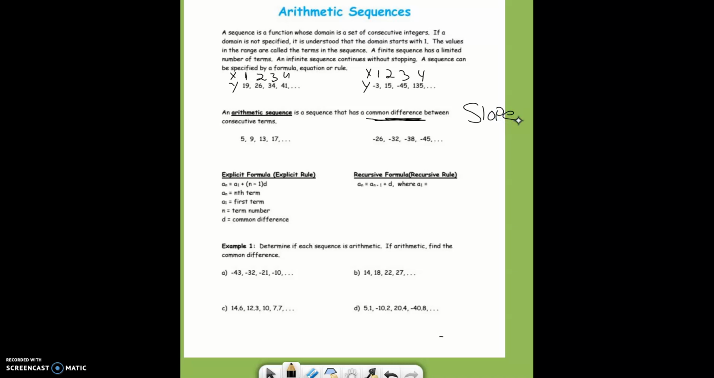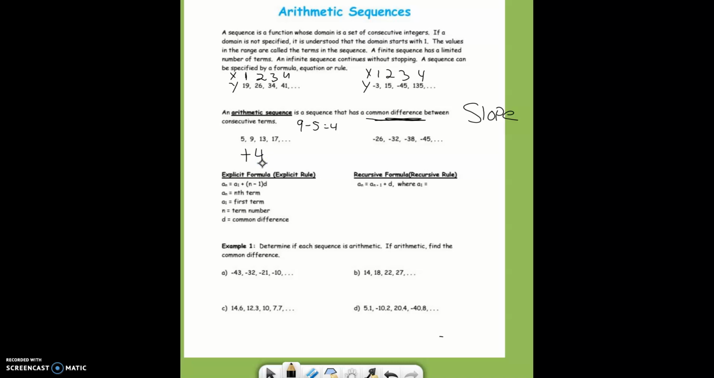Okay, and to find the common difference, it's fairly simple. What we're going to do is take the second term and subtract it from the first term. And you're going to get, in this case, 4. A lot of times you can see the pattern going on. So 9 plus 4 is 13. So here, the common difference is going up by plus 4.